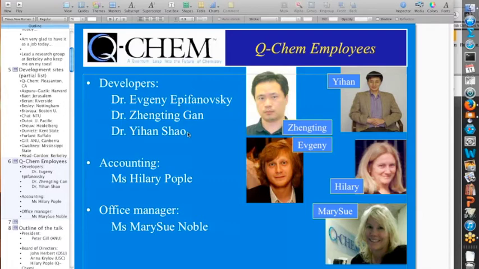The reason that's so amazing is because he's in charge of relations between Q-Chem, the company, and its academic developers, and so he has very broad collaborations amongst them. Hilary Popel keeps our books straight, and she is John Popel's daughter, so we have a historic connection back to John Popel, who was my thesis advisor back in the Paleolithic era. And finally, Mary Sue Noble is our office manager and is the driving force behind most of Q-Chem's marketing efforts. So that's our team.